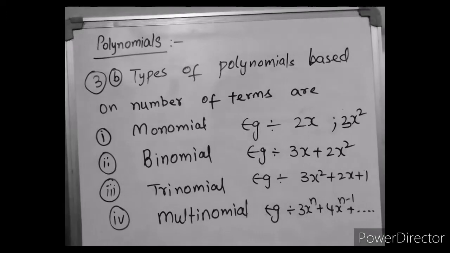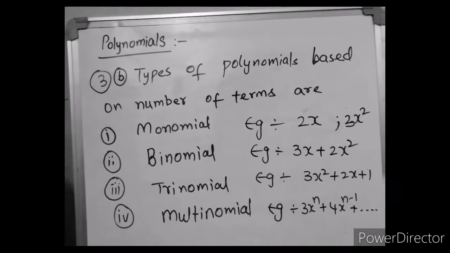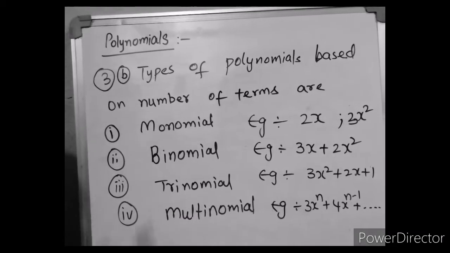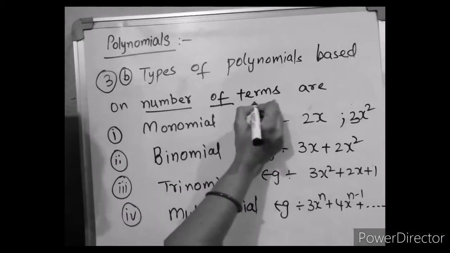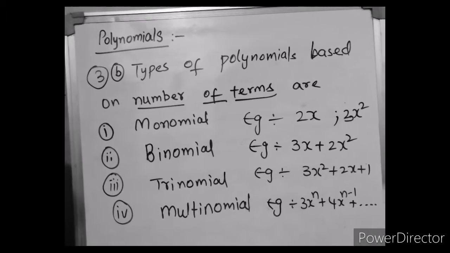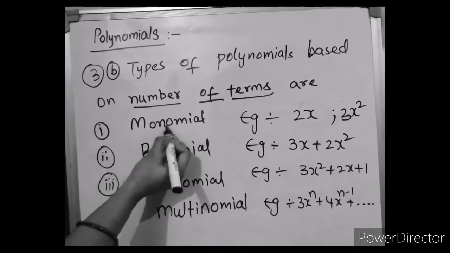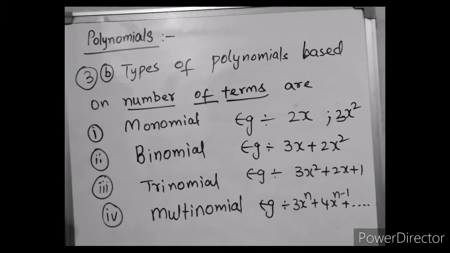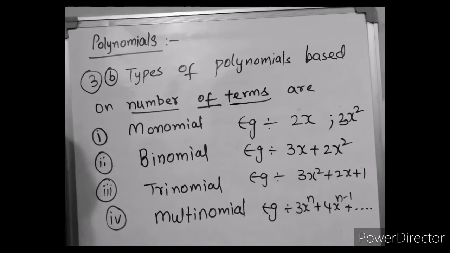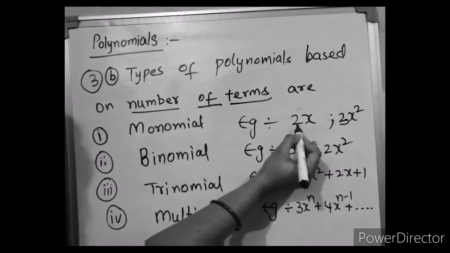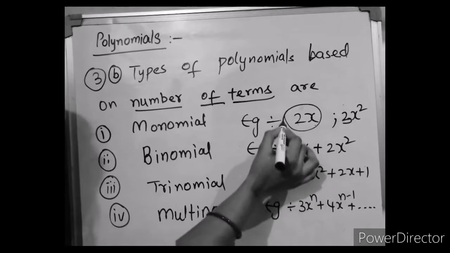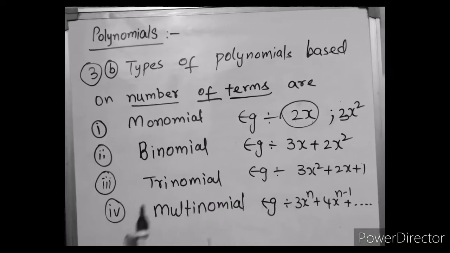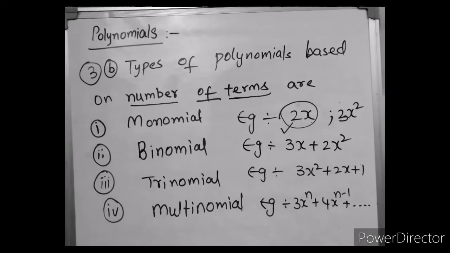Now coming to the third topic, B part. Types of polynomials based on number of terms. Based on number of terms of the given polynomial, first one, monomial. What do you mean by monomial? If there is only one term in the polynomial, like here example you can see 2x. 2x is a polynomial and it consists of only one term here. Therefore, it is called a monomial.